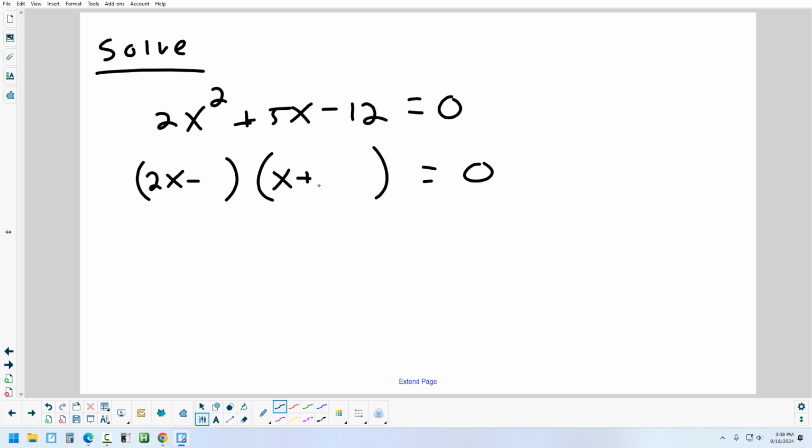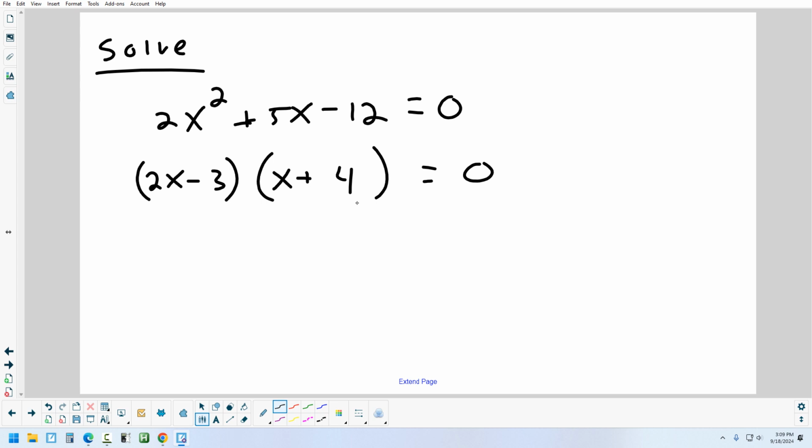Which one do you want to try first? I would try 3 and 4, yeah. So we could try it in that order and see what happens. So we've got 2x squared plus 8x minus 3x. That looks good. Negative 3 times 4 is negative 12. So we factored it perfectly.